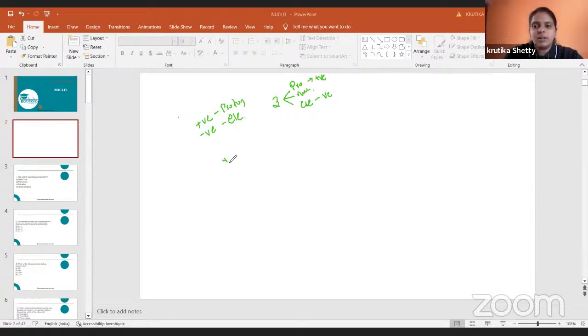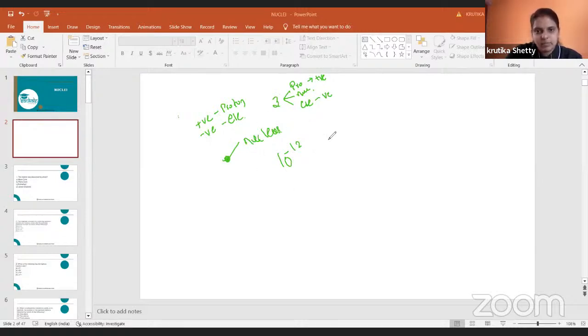The positively charged particles are concentrated at the center. This heavy, positively charged, denser part of the atom is called the nucleus. The volume of the nucleus is 10 raised to minus 12 times that of the volume of the atom, they say. So this is regarding the atom, the nucleus and the fundamental particles of the atom.